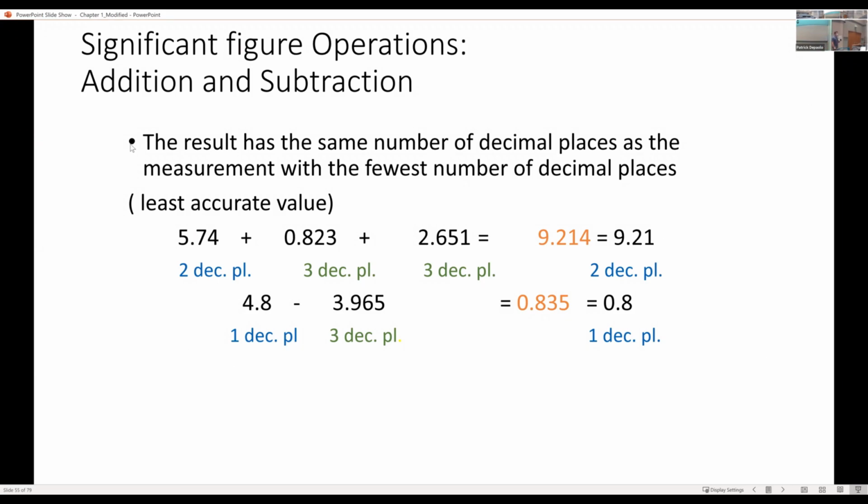In this example, you see the first number, 5.74, has 2 decimal places. The other 2 numbers have 3. Meaning the 5.74 is your weakest link, your least sensitive number. So your answer must have 2 decimal places. So it's 9.21. Basically you're only as precise as your least precise measurement, or only as sensitive as your least sensitive measurement. In the next one, you have 4.8, 3.9, and so on, with 1 decimal place, so your answer has to have 1. Make sense? Cool.